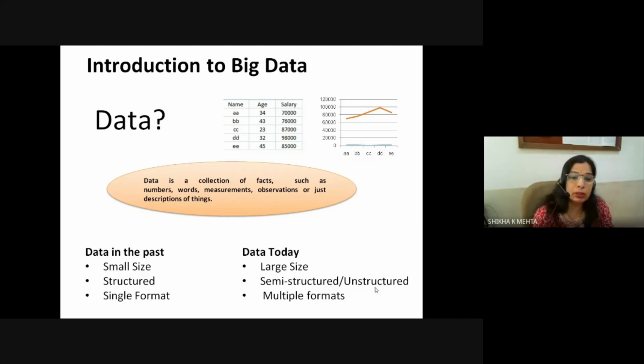Before that, in Web 1.0, only a few companies used to generate the data. So the size of data was limited at that period of time, because how much data would the companies be generating? But with the revolution of Web 2.0, all the social media applications came into existence.